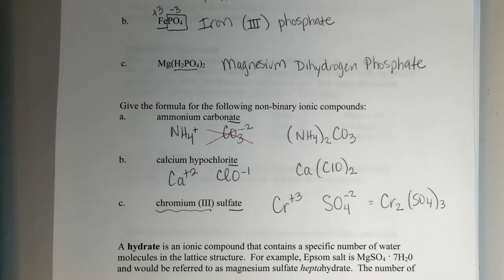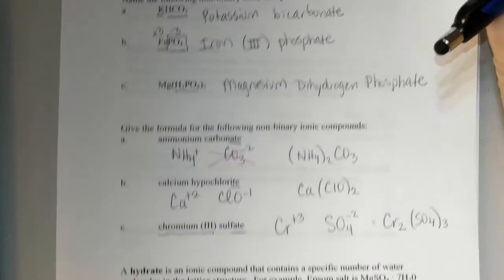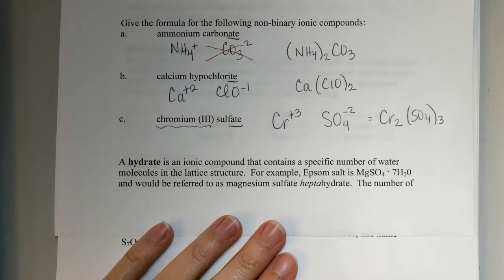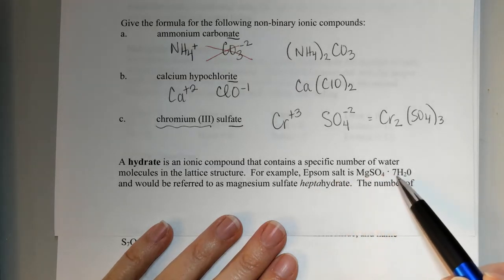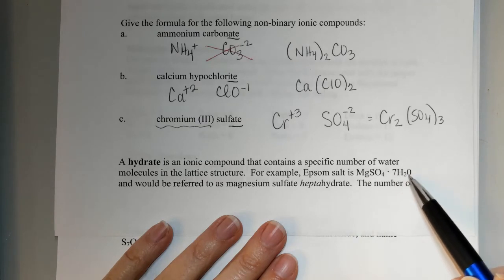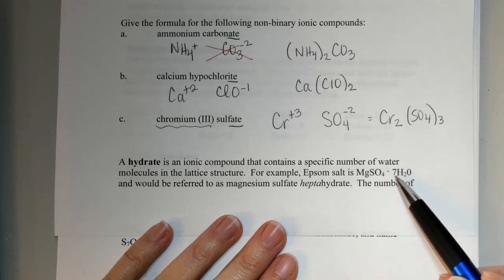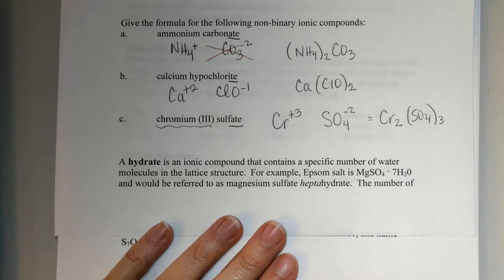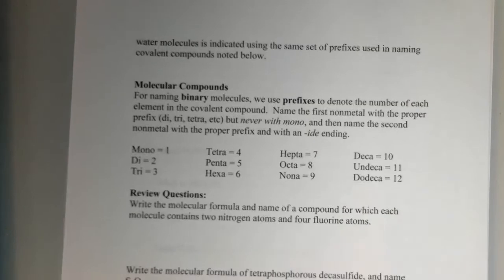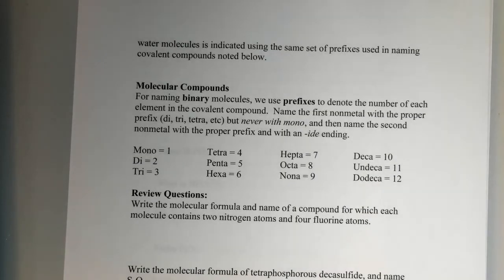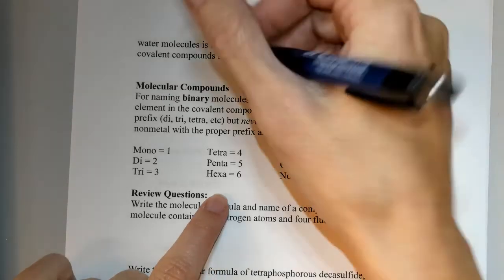Now a hydrate, which we will look at in the lab, is an ionic compound that has water molecules inside the crystal structure of the salt. So Epsom salts is magnesium sulfate heptahydrate. Hydrate just means water, and we name the number of waters in that molecule, in this case hepta for 7, using the same prefixes we use for covalent nomenclature, which we'll talk about in just a second. So if we see a hydrate, we use prefixes to say how many water molecules are there.